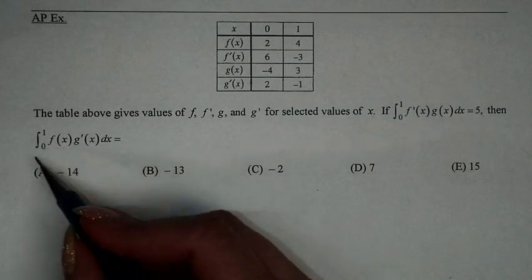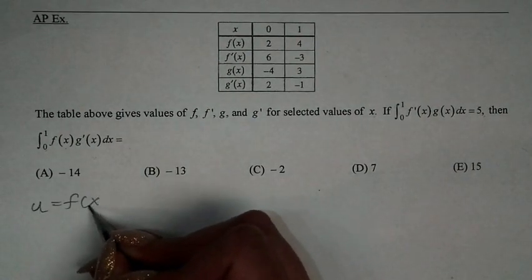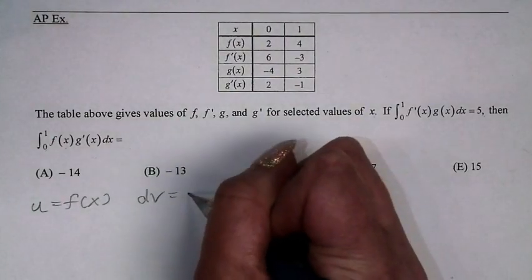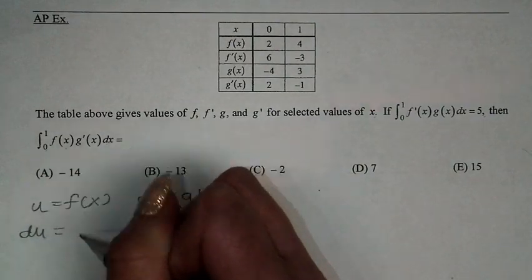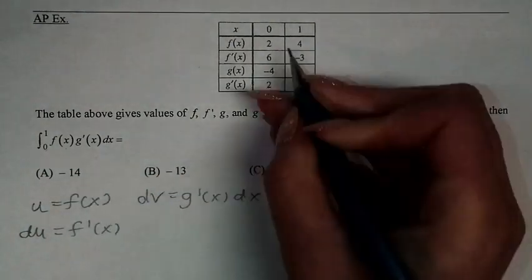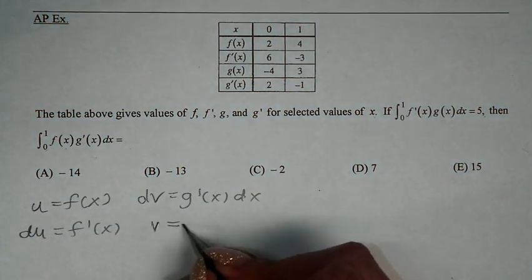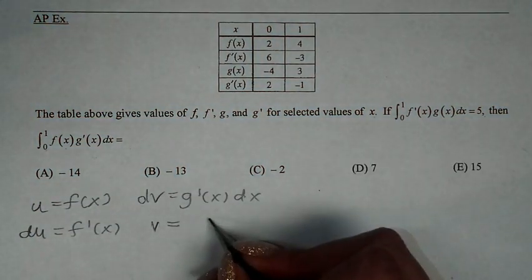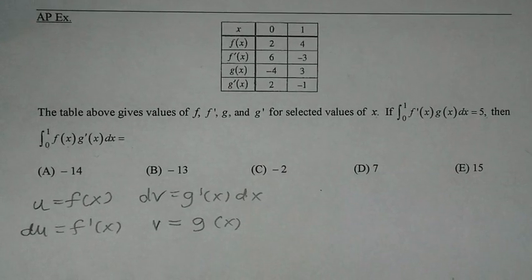Okay, moreover, what you recognize here is that u is going to be f of x, and your dv is going to be equal to g prime of x dx. So the derivative of u is going to be f prime of x. You know that it exists for those values because you have them here. Okay, and then v, by the second fundamental theorem of calculus, you know that this is going to be g of x. Okay, so it's pretty nice.